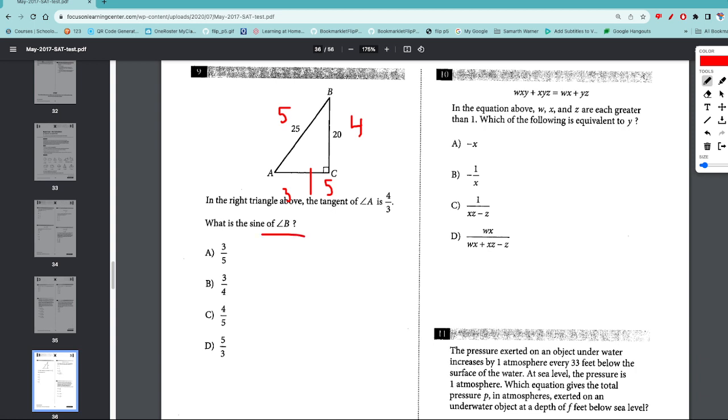Sine of B, well, we can just find that out right away anyway. Right. Okay. So sine B would be opposite over hypotenuse. So 15 over 25. So 15 over 25 divided by 5, 3/5, A.